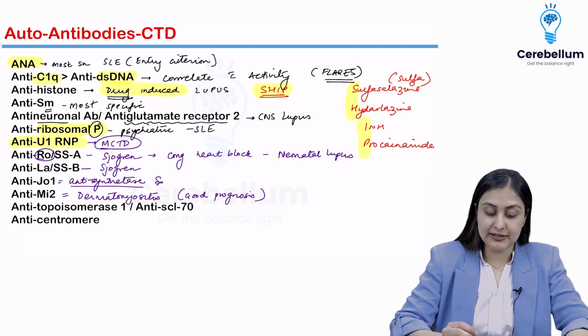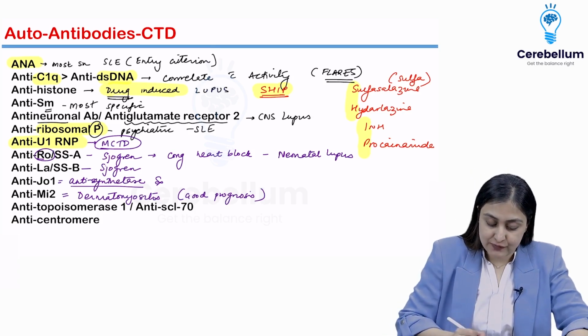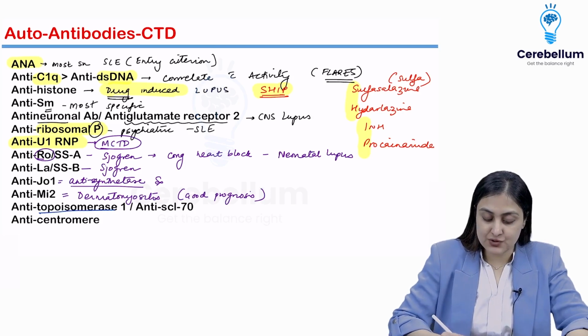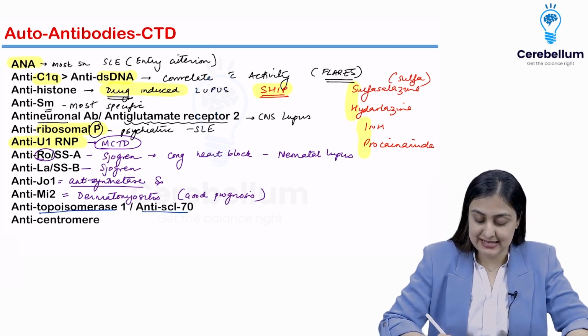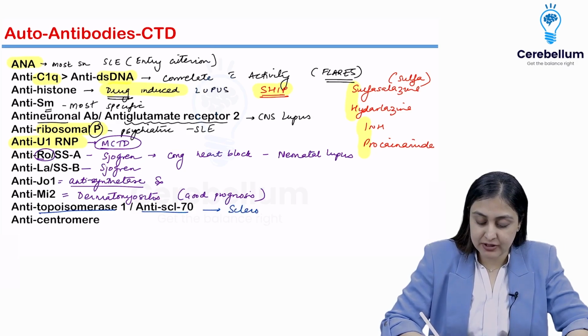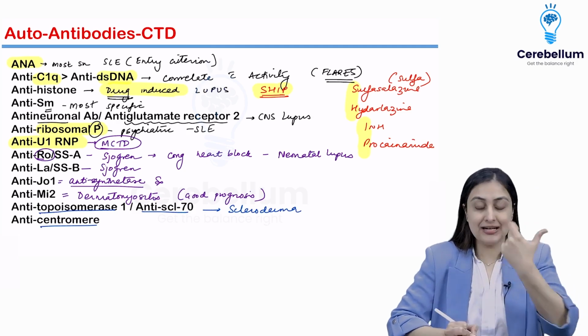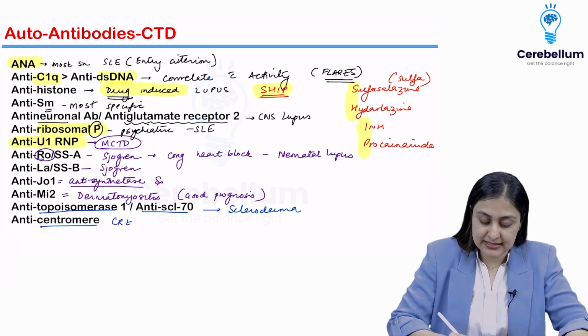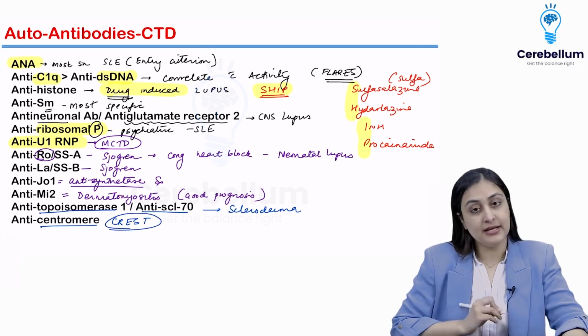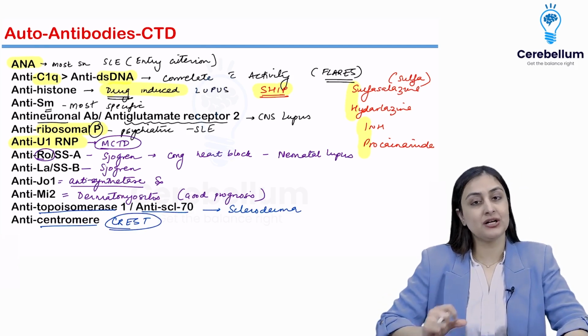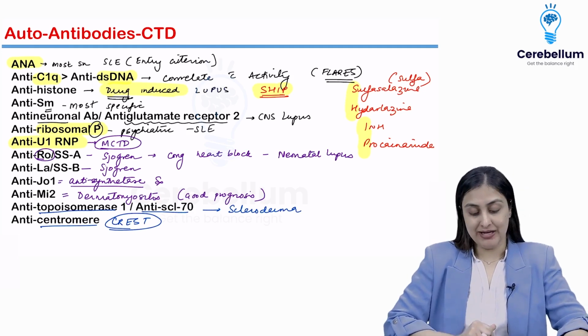Then talking about scleroderma and CREST. Whenever we have the bigger name, that is topoisomerase and SCL70, this is scleroderma or diffuse scleroderma. There is centromere because it is small and limited. It is also limited scleroderma or CREST. Okay. So this is about the connective tissue disorder autoantibodies.